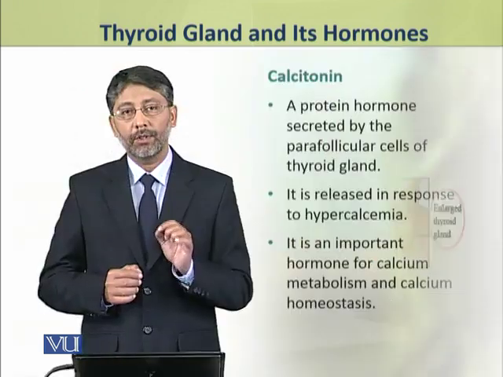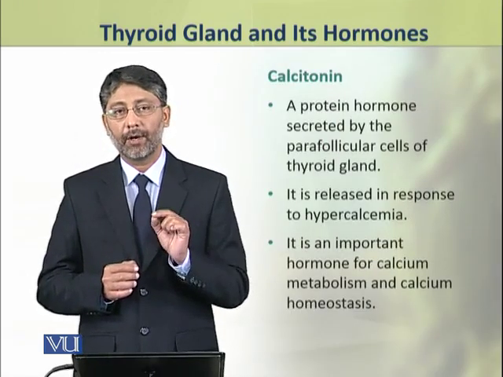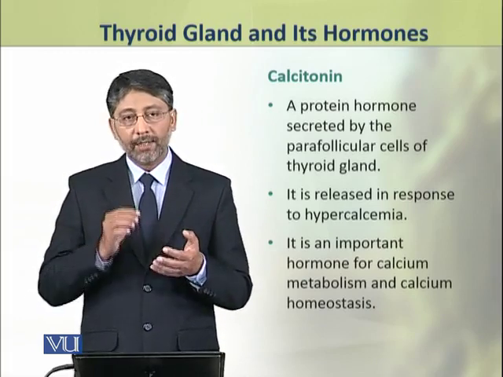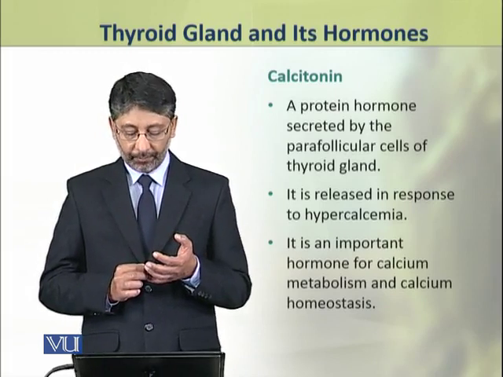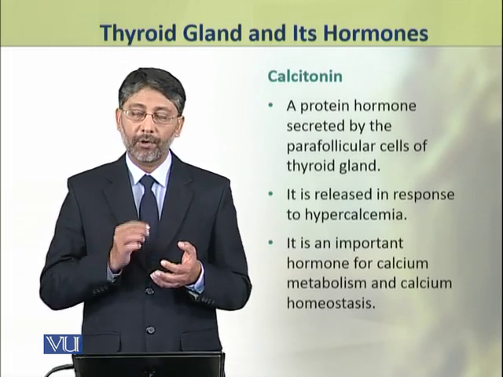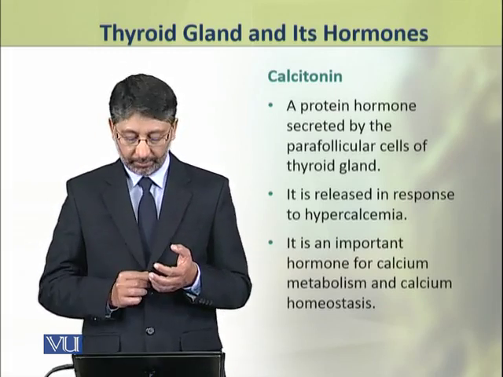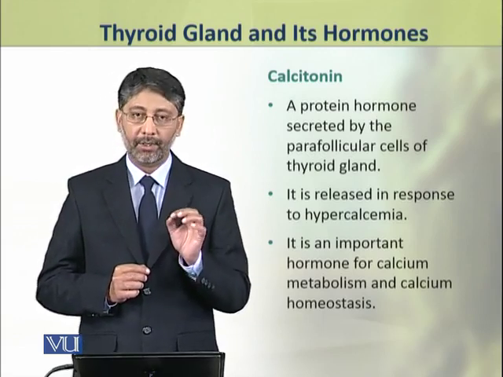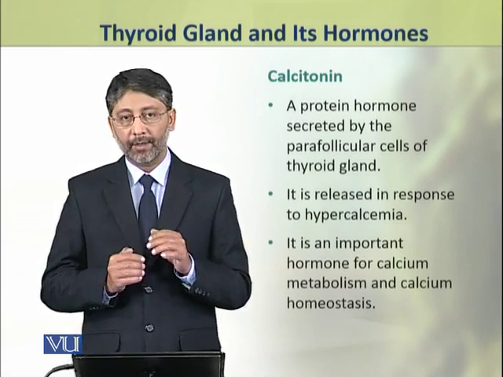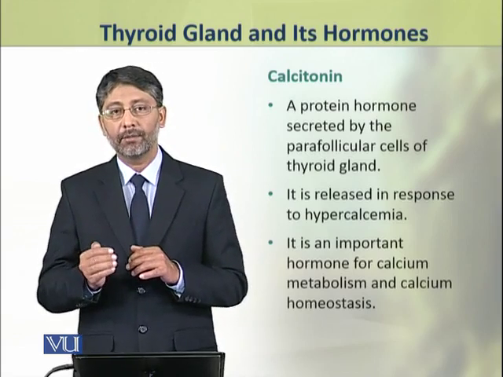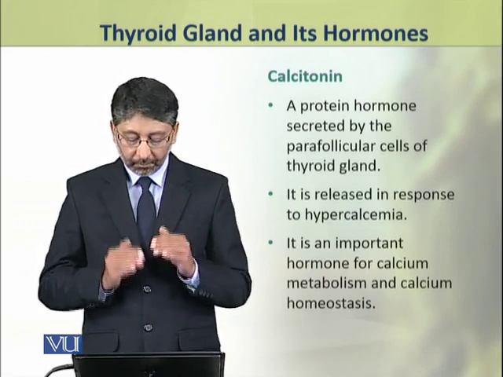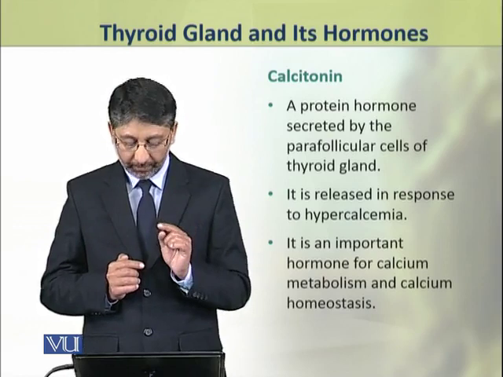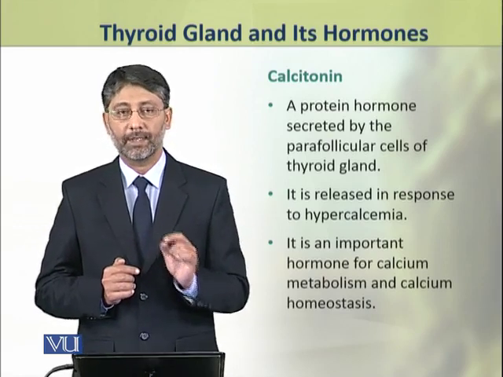Dear students, now we shall discuss the second hormone of thyroid gland, that is the calcitonin. Calcitonin is a protein hormone which is secreted by the parafollicular cells of thyroid. It is released in response to hypercalcemia, that is high level of blood calcium. It is important hormone for calcium metabolism and calcium homeostasis.